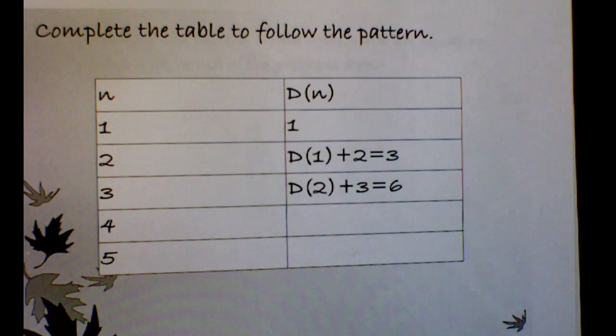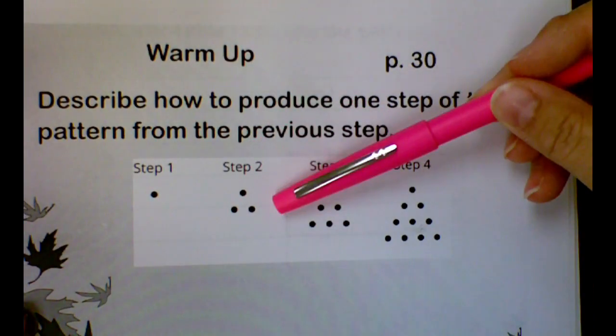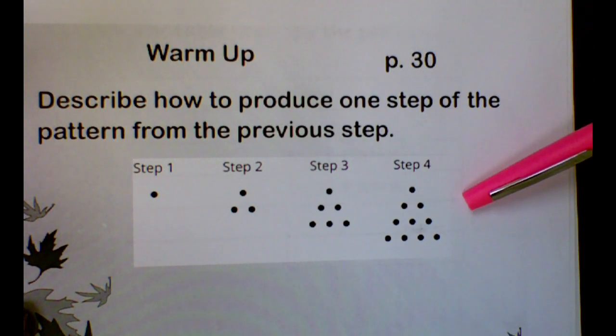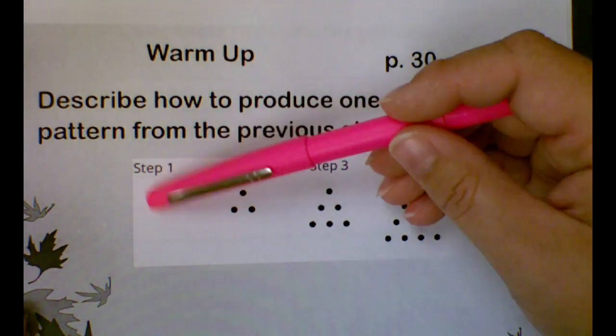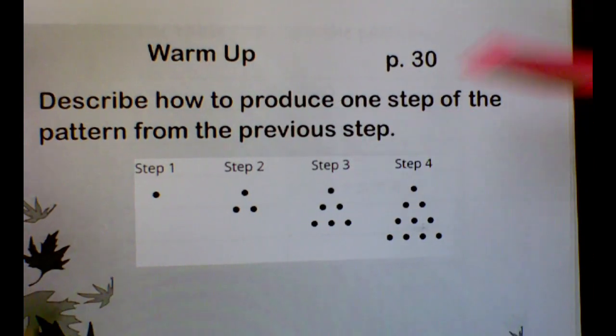So when we talk about our step numbers, going back to the warm-up still, right? Step 1, there's 1 dot. Step 2, there's 3. Step 3, there's 6. And step 4, there's 10. Hopefully you noticed that we add 2, then 3, then 4, which is actually the step number.